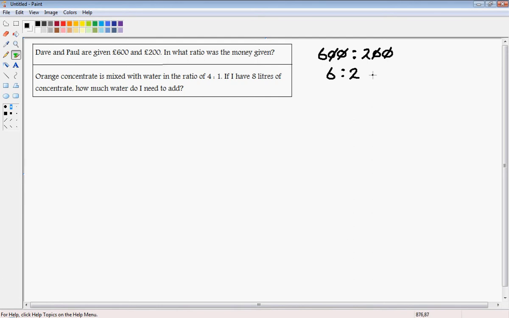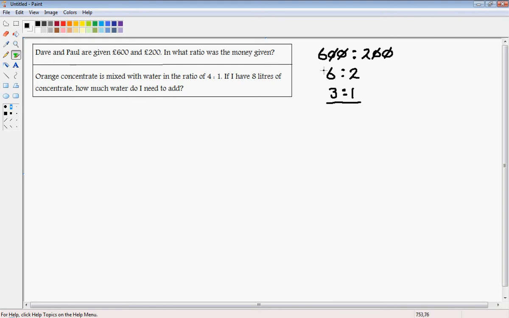But we need to look at it and say, okay, can we cancel it any more? So we look at the two numbers and say, is there a number that will go into 6 and 2? Now I know 2 goes into 6 and 2 will go into 2. So 2's into 6 is 3 and 2's into 2 is 1. So the ratio that the money was given was 3 to 1. Okay, that really is it. That's all you need to do.